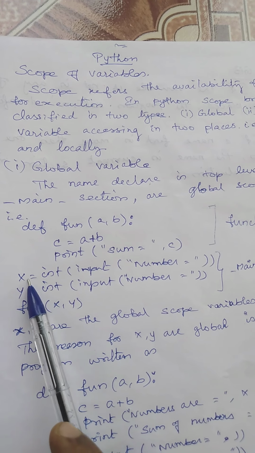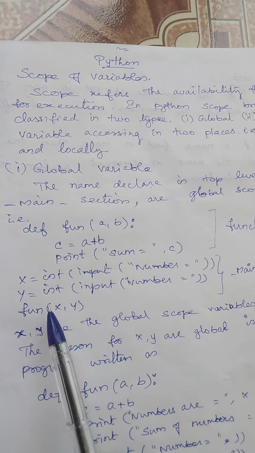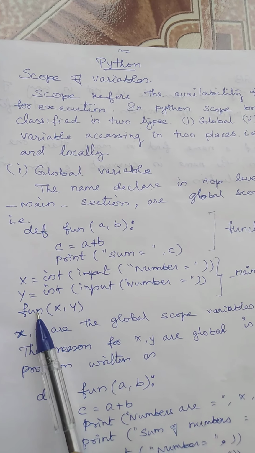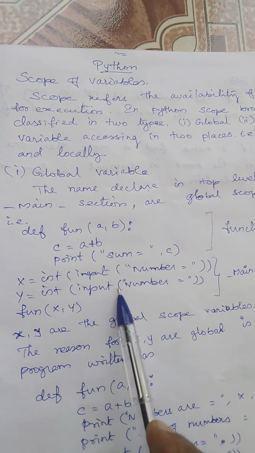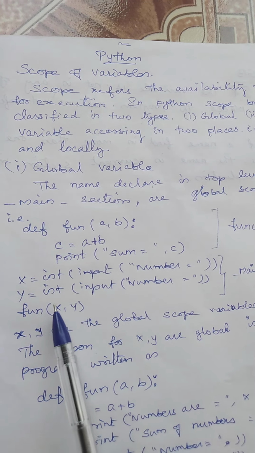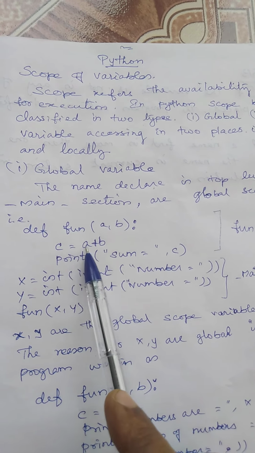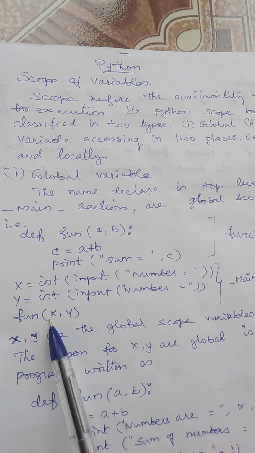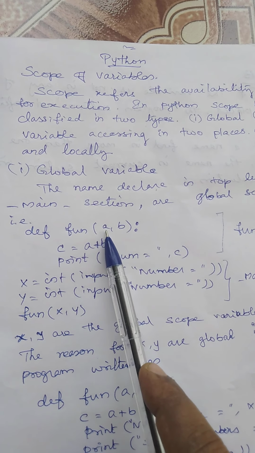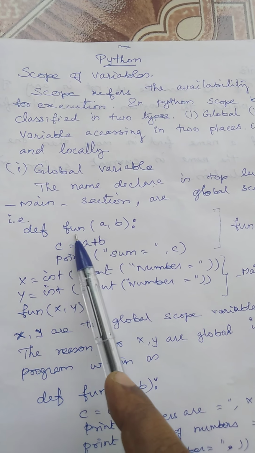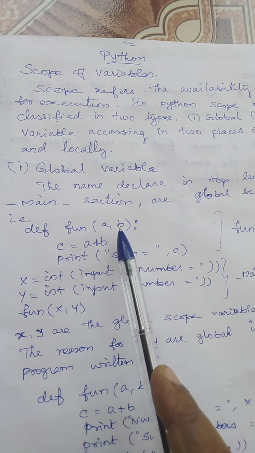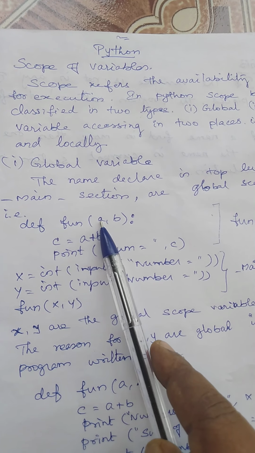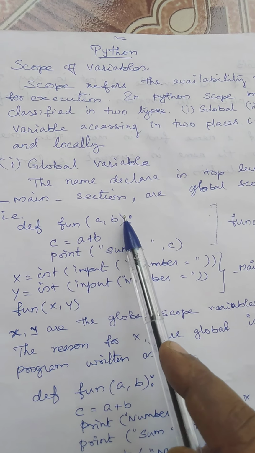Now after getting the values of x and y, these two values are going to be passed through the function calling statement fun of x, y. So here this is called function calling. This is the function definition. Now we are calling with these two values. These values are called what? Arguments, which are passed to the parameters in the function header. So this a and b will get the values of x and y respectively. That means the value of x is copied to a, the value of y is copied to b.